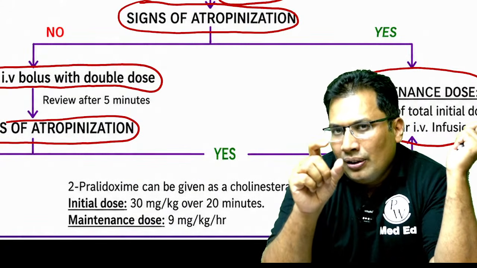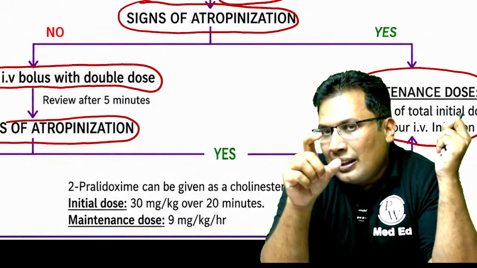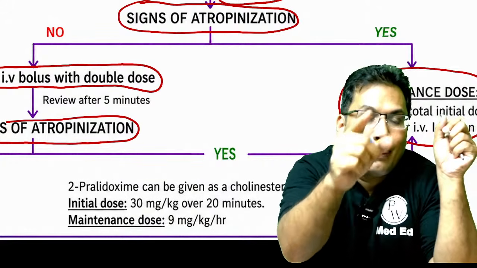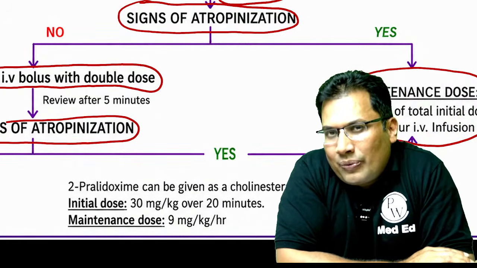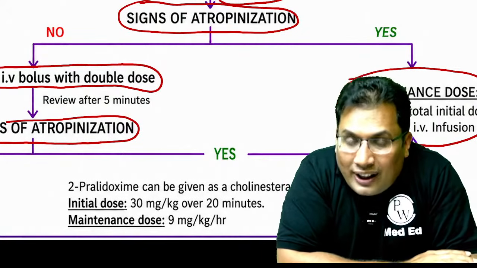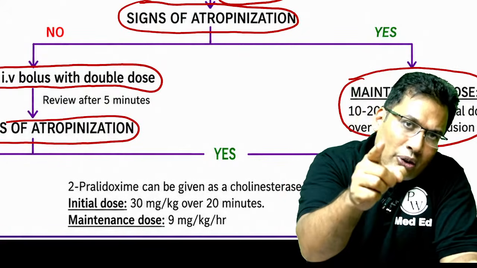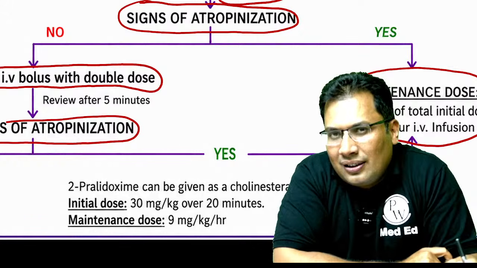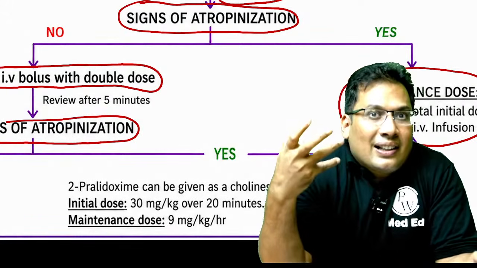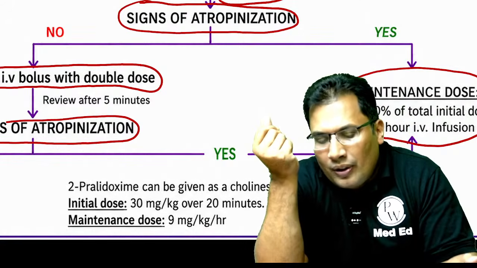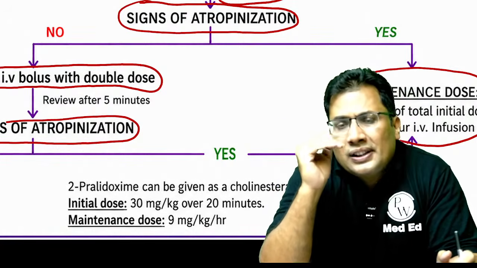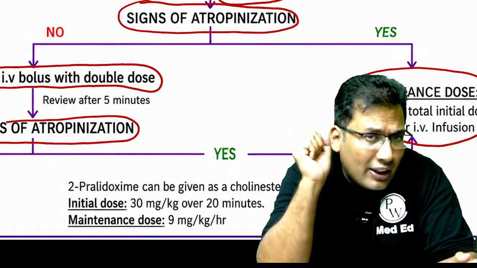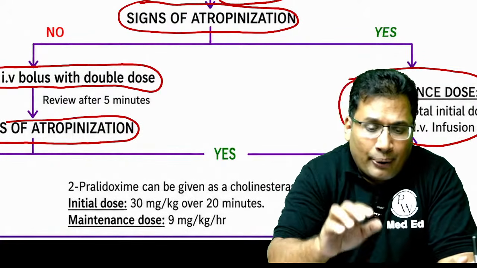The prolidoxime and diacetyl monoxime, remember diacetyl monoxime has CNS effect. And these agents are contraindicated in case of carbamate poison. So a very important question: what is the contraindication for prolidoxime and diacetyl monoxime? Your answer must be Oximes, that is carbamate poison, carbaryl poison. There can be increased signs and symptoms when you give Oximes. Okay. Then what is the dosage of prolidoxime? Initial dosage 30 mg per kg body weight over 20 minutes. Maintenance dosage 9 mg per kg body weight per hour.